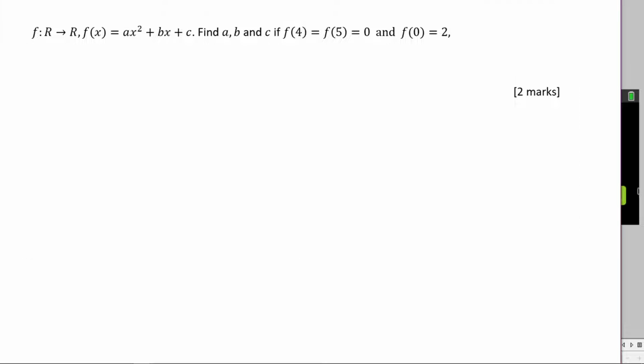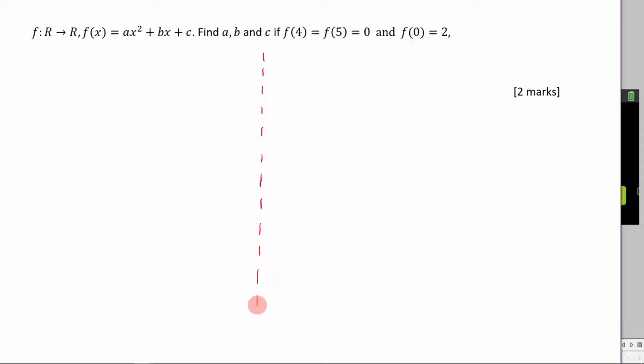Welcome. We're going to answer this question before us. It says that f of x is equal to this. Find a, b, and c if f of 4 is equal to f of 5 is equal to 0 and f of 0 is equal to 2. I'm going to show you two different ways of answering this question. And of course, in a test, you'd only use one of these ways, but I want to show you both.